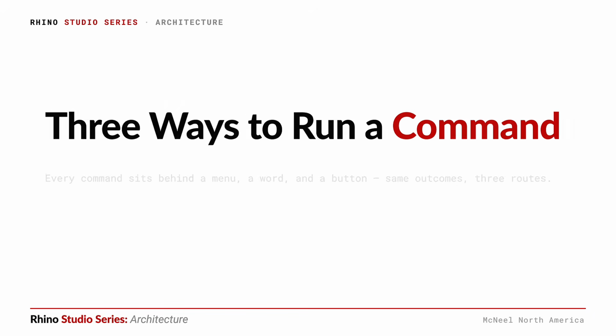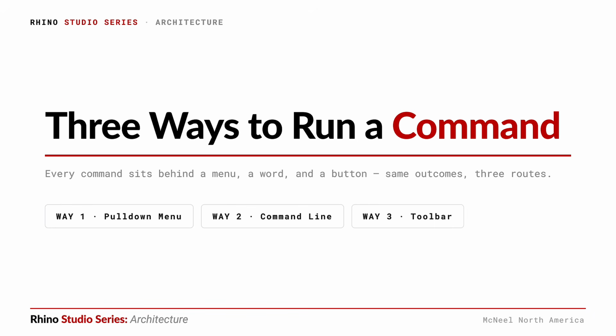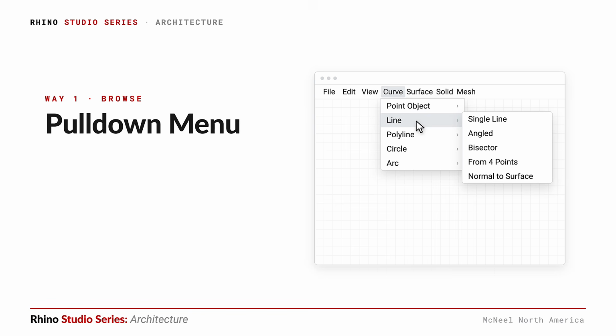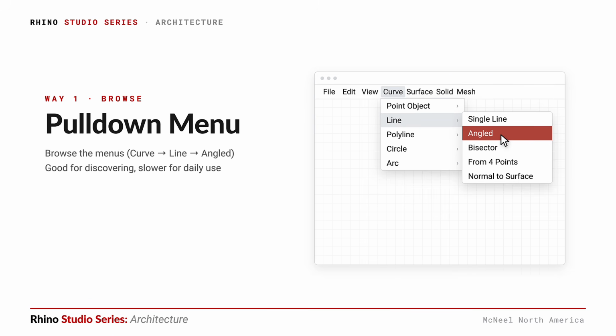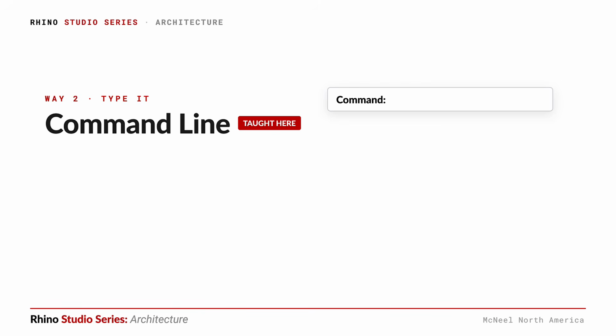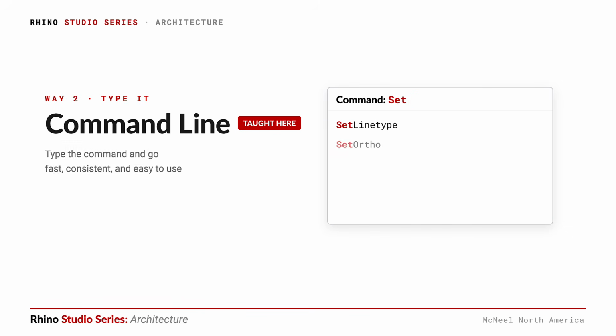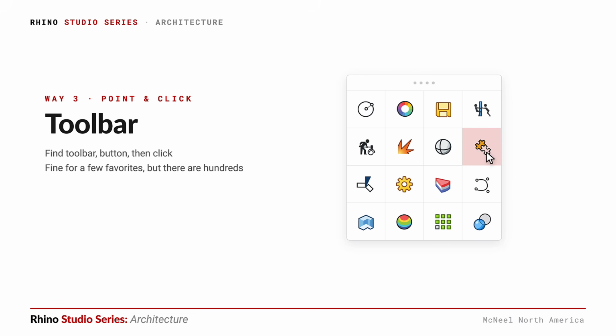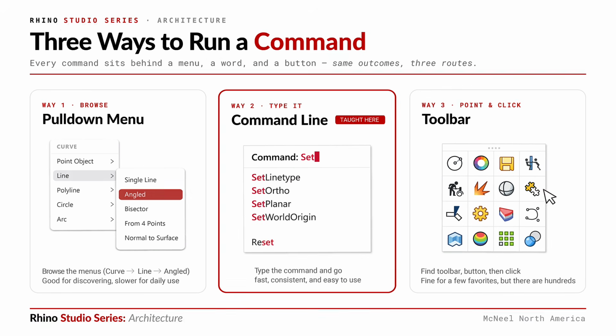You can run a command in 3 main ways. First, through the pull-down menus. These group tools by category, making them useful for browsing and discovering what's available. Second, through the command line. Simply start typing the name of a command, select it from the suggestions, and Rhino will guide you through what to do next. Third, through the toolbars. These give you visual access to commands through icons and can be customized depending on the tools you use most.